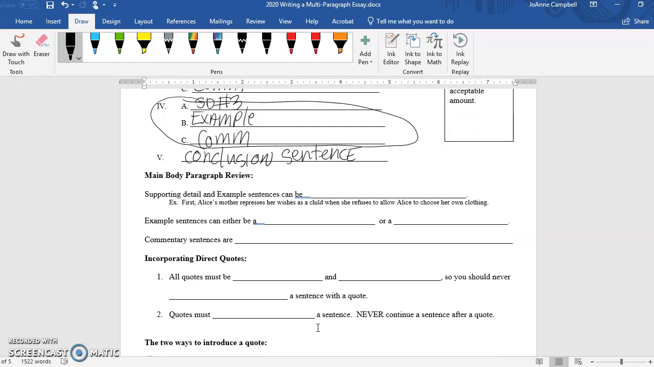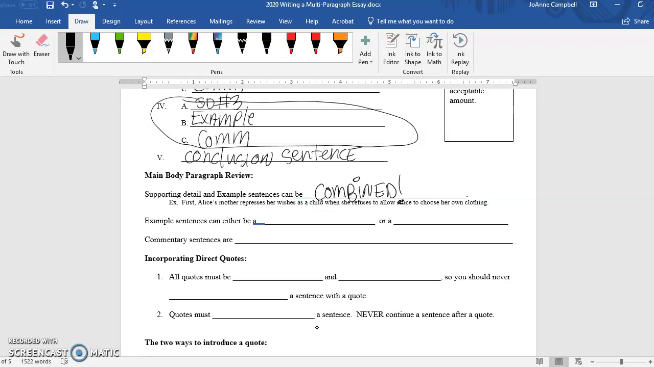So main body paragraph review here: supporting detail and example sentences, we can combine them. They do not have to be separate. So the supporting detail, you just say the idea. So the next way that you're showing yada yada is through such and such. As shown when blah blah blah blah blah. So you can actually combine it with your example if you want. So they can be combined.